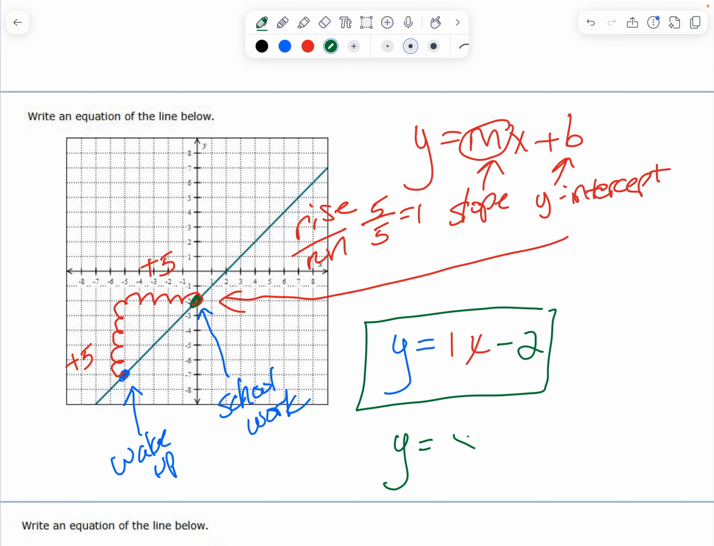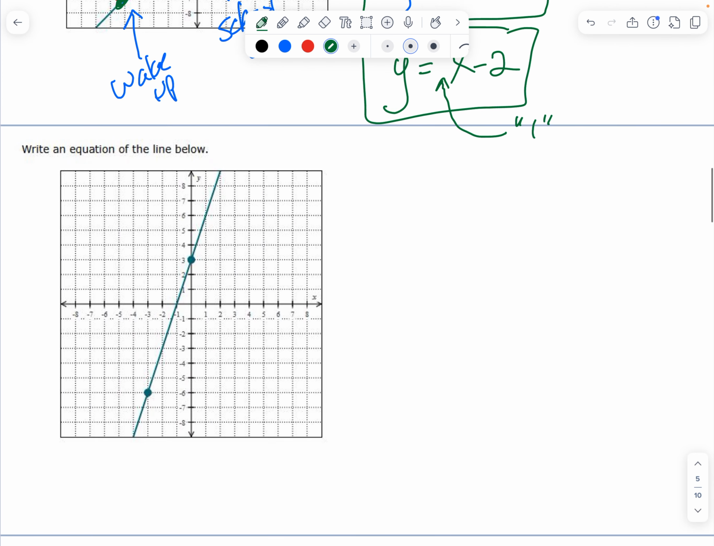You also can just write it as y equals x minus 2, because of course there's an understood 1 there, which is your slope. And a 1 slope looks like this. If you were to just wake up right here, you would go up 1 over 1, up 1 over 1, up 1 over 1, up 1 over 1, right? Up 1 over 1. That's a stair step, so that's a 1 slope. All right, here's another one. So pause the video and see if you can write this equation in slope-intercept form.